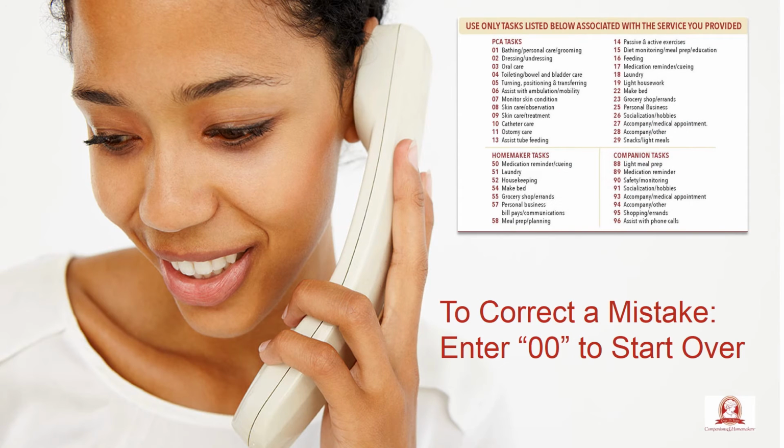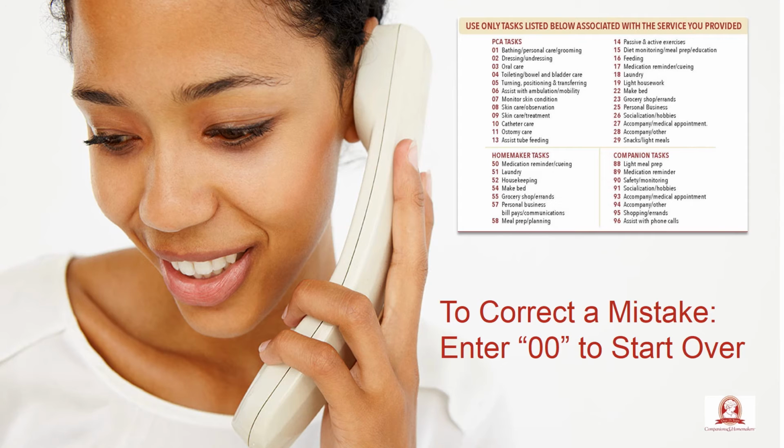If you make a mistake, enter 2 zeros using the telephone keypad. The system will reset and you'll need to enter all of your tasks again, this time using the correct task numbers. Continue entering your 2-digit task ID numbers one at a time, allowing the system to confirm each task ID number before you enter the next one.